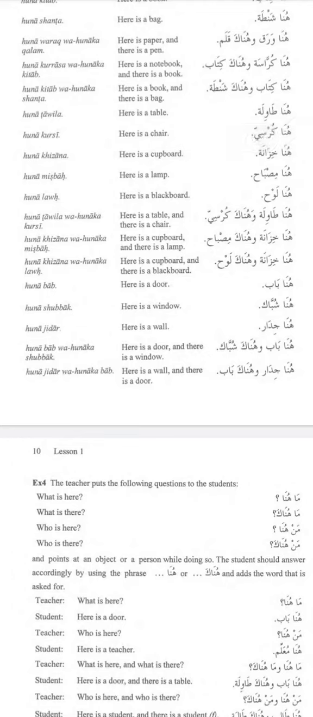Huna bab, here is a door. Huna shubak, here is a window. A window is also called nafiza. Nafiza, nafiza. You can write it down. So maybe the common word being used may not be shubak, it may be nafiza, and you may get yourself confused. So don't get yourself confused. Some objects have two ways of referring to them. It's not peculiar to Arabic. You have that in English too.